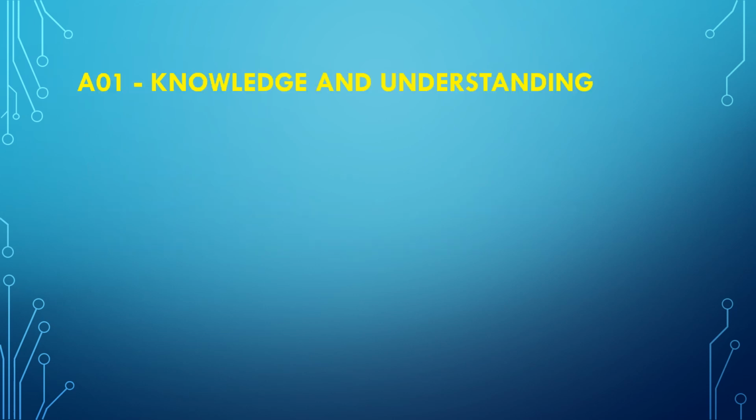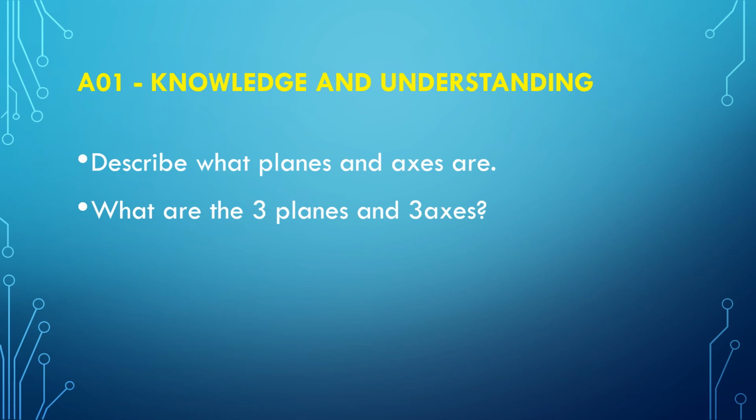Okay, we should know that we've got to start our answer with an AO1 paragraph, knowledge and understanding. So here I would expect you to describe what planes and axes are, given the definitions, and then naming what the 3 planes and what the 3 axes are. Very straightforward AO1. It's your knowledge and understanding. Do you know what you're talking about? What are planes and axes? Simple.